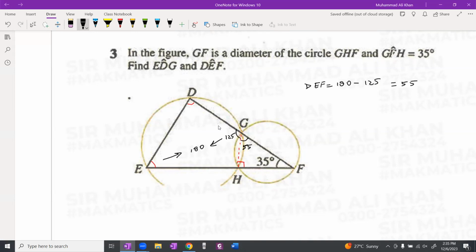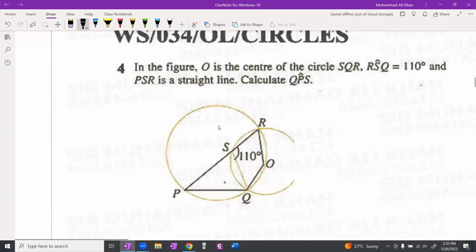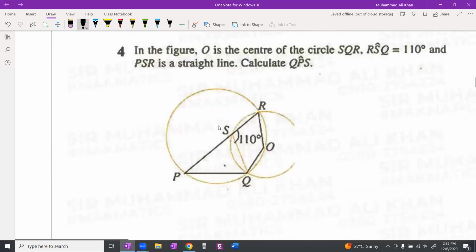And now we have to calculate angle EDG. We have to calculate angle EDG. ये वाला एंगल अब हमें कैलकुलेट करना है बच्चों. This is 90 degrees. If this is 90, then opposite angle is also equal to 90 degrees. Because sum of opposite angles क्या होता है जनाब? 180 degrees.